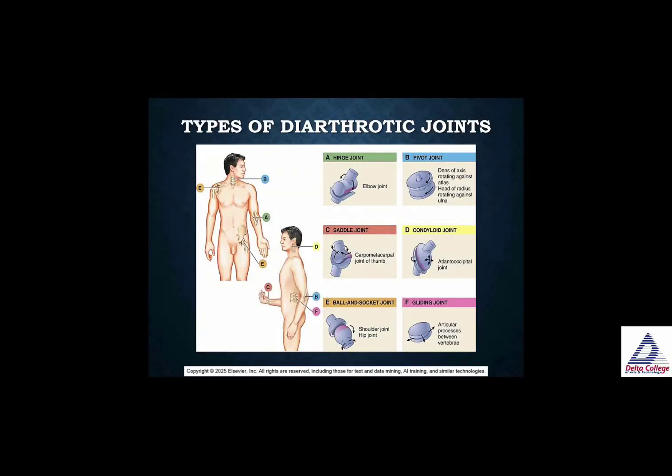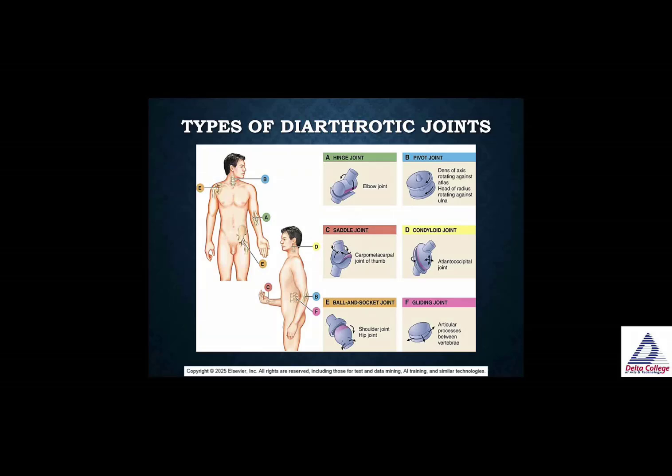So let's talk about the different types. A hinge joint is shown on this diagram as the elbow. It's a hinge. It goes up and down. You can't really swing it around in a circle like you can your shoulder, okay? B is a pivot joint, and this is like in our cervical spine, the axis and atlas, why we can turn side to side. It's a pivot. C is a saddle joint, and this is the carpometacarpal joint of the thumb. It's a saddle joint, can kind of move around.